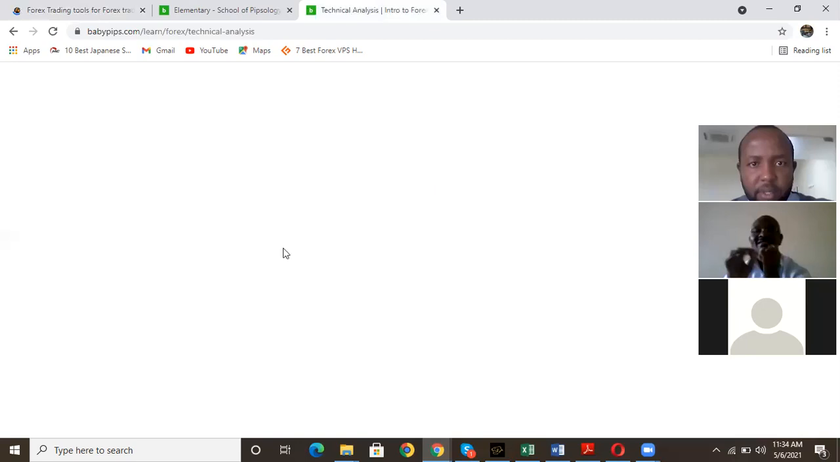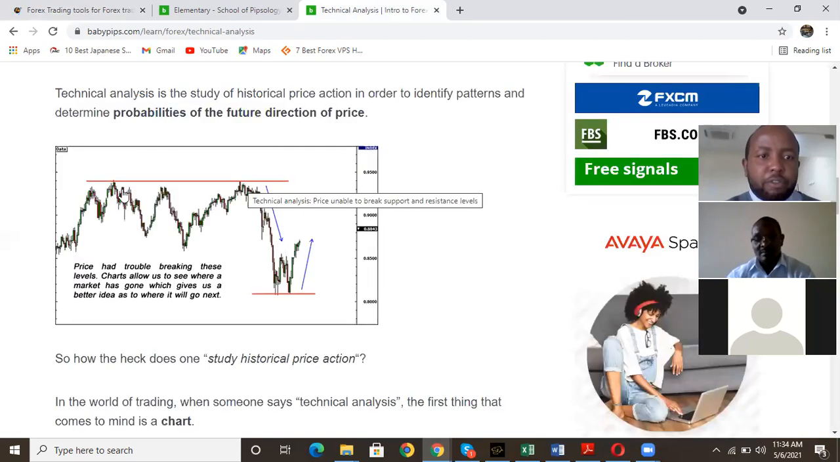Yeah, so this was the chart I was telling you about. It's a study of historical price action to identify patterns and determine probabilities of future direction of price. So you can see here, the red line here represents our resistance, and the red line down here represents our support. You can see the market was going up, almost touched the line, came back down again, went up, actually touched our resistance up here, went down. There was a lot of movement. I mean, there was a lot of consolidation around this area. Market went down, moved up again, then went down. Then it reached a point whereby it couldn't go down again, came back.